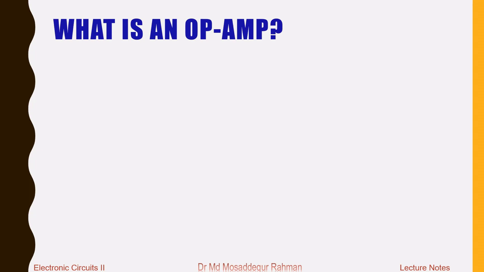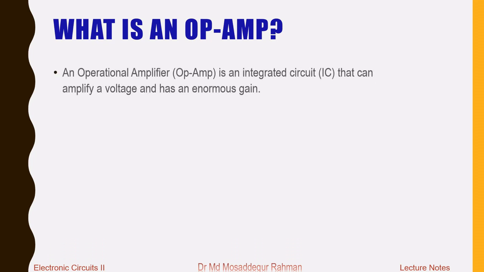We start our lecture by asking this very basic question: what is an op amp? Basically op amp, which is a short version for operational amplifier, is an integrated circuit. It is a specially designed amplifier built in an integrated circuit that can amplify voltage and has an enormous gain. Basically, an op amp is an amplifier with an enormous gain.